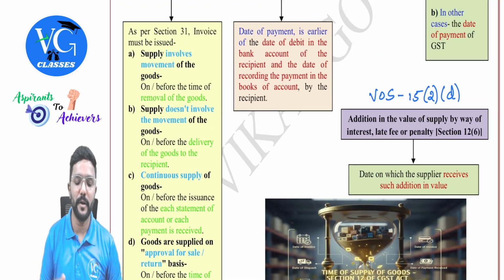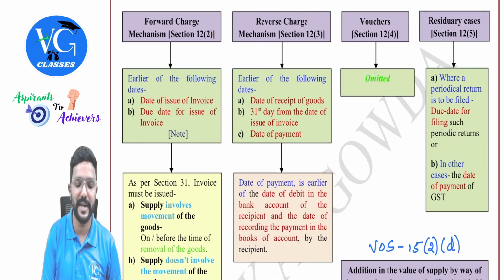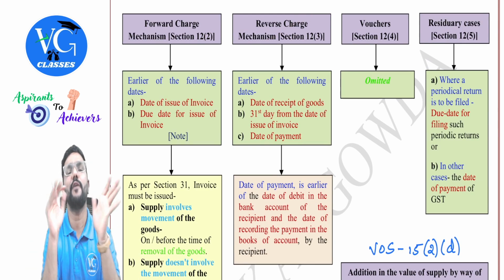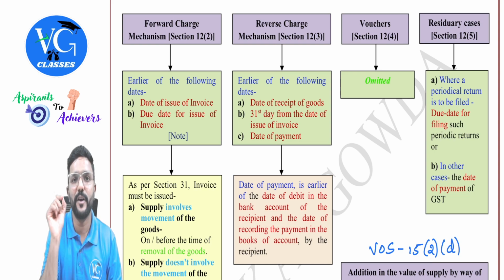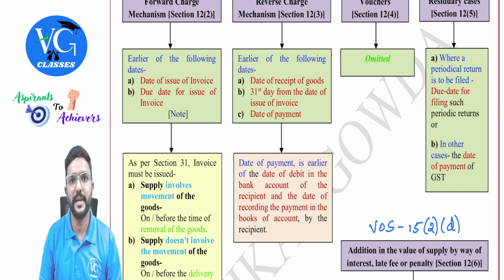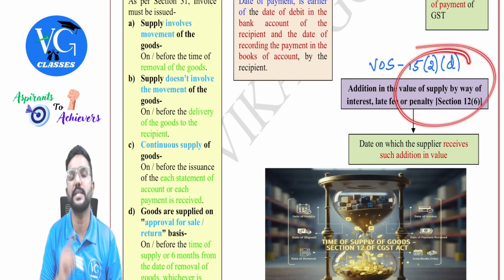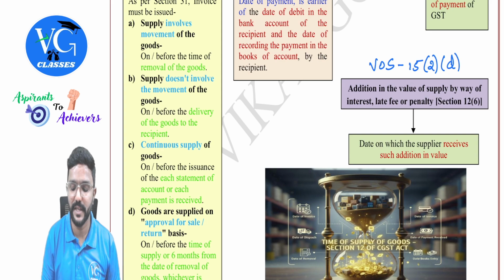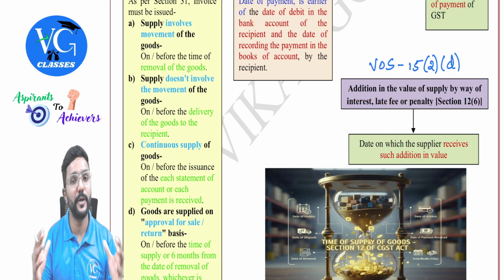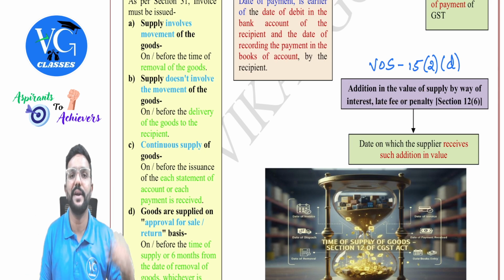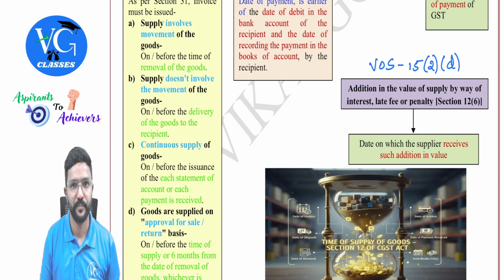So for 1 lakh, we need to apply whether it is forward charge mechanism or reverse charge mechanism. Accordingly, we need to apply either subsection 2 or subsection 3. Let us assume forward charge mechanism is applicable. So for 1 lakh, to decide time of supply, we need to apply subsection 2, whereas for 5,000, we need to apply subsection 6, guys. Sir, can it be two different dates? Yes, it can, especially when there is an addition in the value. There can be two different times of supply: for 5,000 a different date, whereas for 1 lakh a different date.